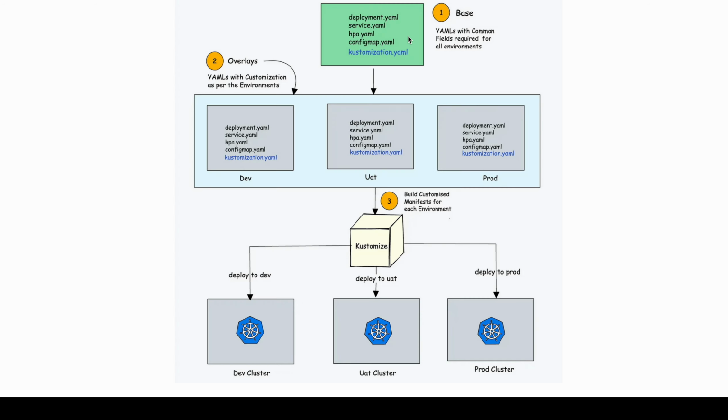So this is a simple flow diagram which we can try to understand. Let us go step by step here. See here, in the first step we have base. In the base, we have YAMLs with common fields required for all environments. So for the base, we have deployment.yaml, service.yaml, horizontal pod autoscaler.yaml, config, and the customization YAML, which we have to create specifically when we are using Kustomize.